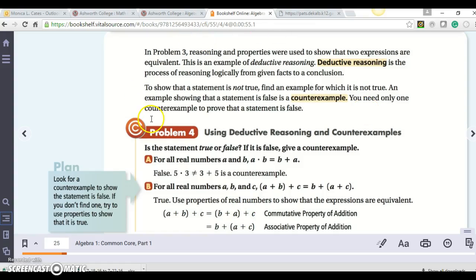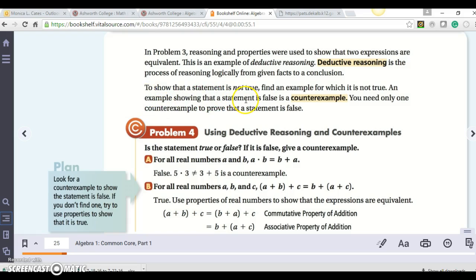Okay, so we're looking at problem number 4 from lesson 1-4, properties of real numbers. It says in problem 3, reasons and properties were used to show that two expressions are equivalent. This is an example of deductive reasoning. Deductive reasoning is the process of reasoning logically from given facts to a conclusion.